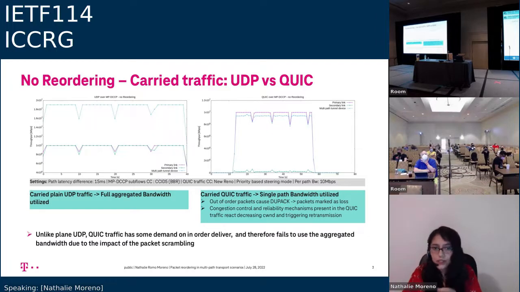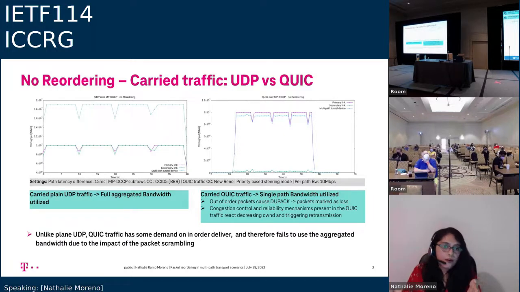This scrambling causes duplicate acknowledgements, which are an indication for the QUIC protocol of packet loss. So the reliability mechanisms and the congestion control react immediately. There is a packet retransmission and the congestion window is cut, and therefore the throughput is also reduced. So in the end, we end up utilizing only one path.